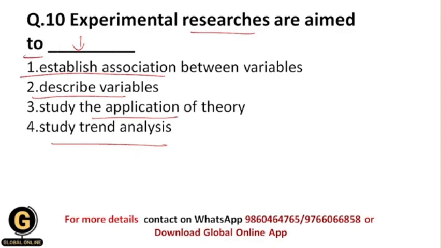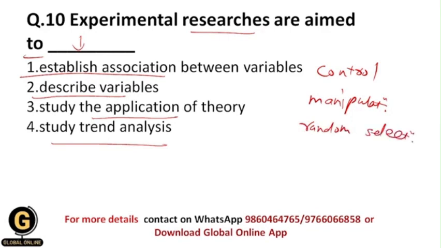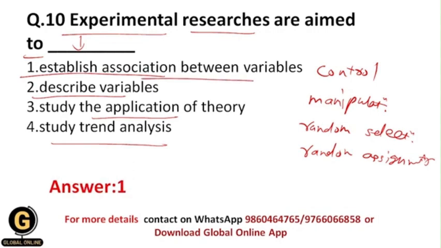Now I'm going to tell you that the main elements of experimental research are control, which I have told you earlier, then manipulation, then random selection, and random assignment. All of these are the main elements of experimental research, and that's why the main aim of experimental research is to establish the association between variables. It means that I'm going to establish the causality between the variables. So this is the main aim of the experimental research method. That's why the correct answer over here is 1.